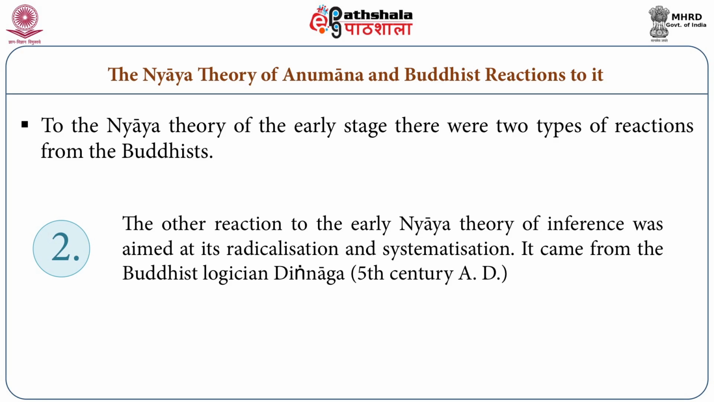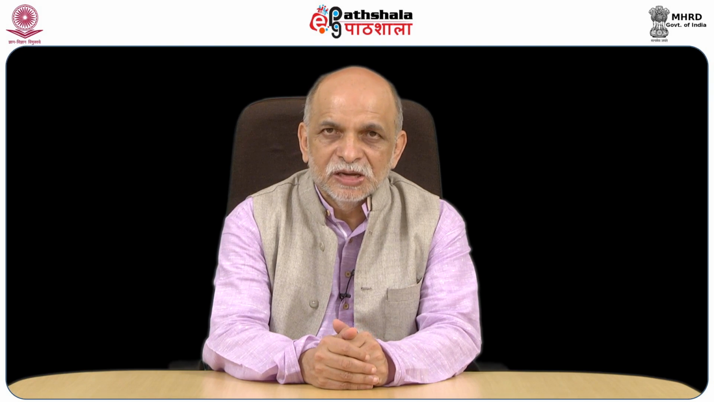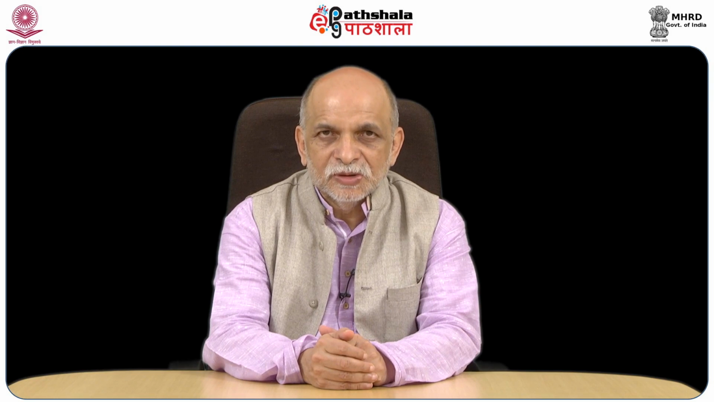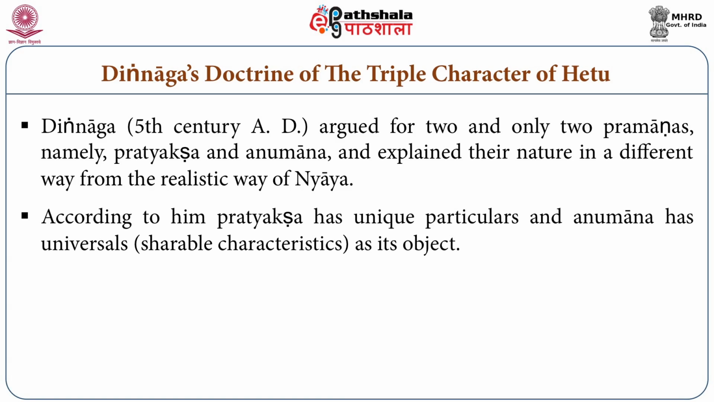The other reaction to the early Nyaya theory of inference was aimed at its radicalization and systematization. It came from the Buddhist logician Dinnaga. Now, Dinnaga played a pioneering role in the development of Buddhist logic. Dinnaga argued for two and only two pramanas, namely Pratyaksha and Anumana, and explained their nature in a different way from the realistic way of Nyaya. According to Dinnaga, Pratyaksha has unique particulars as its object, and Anumana has universals, that is, shareable characteristics, as its object.